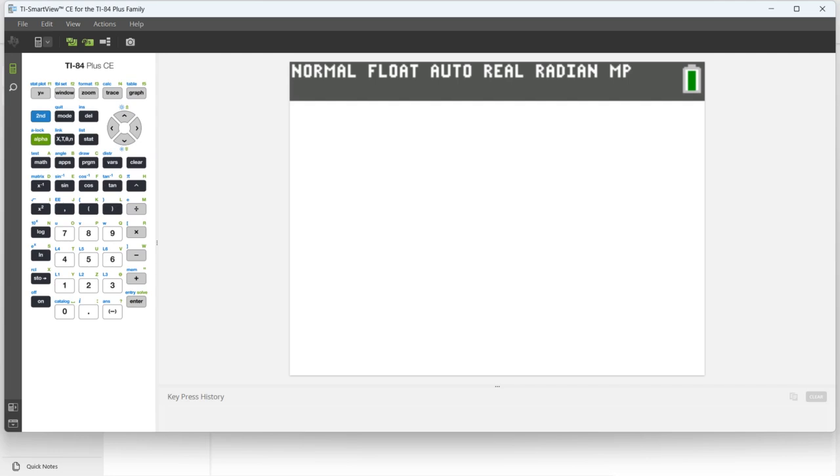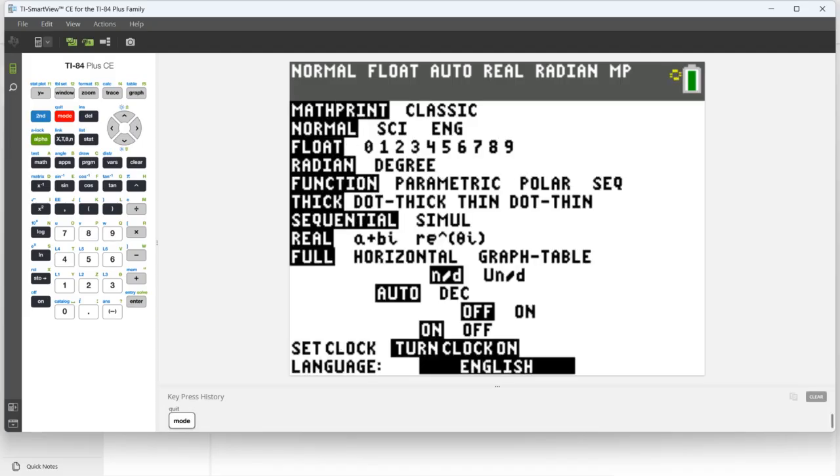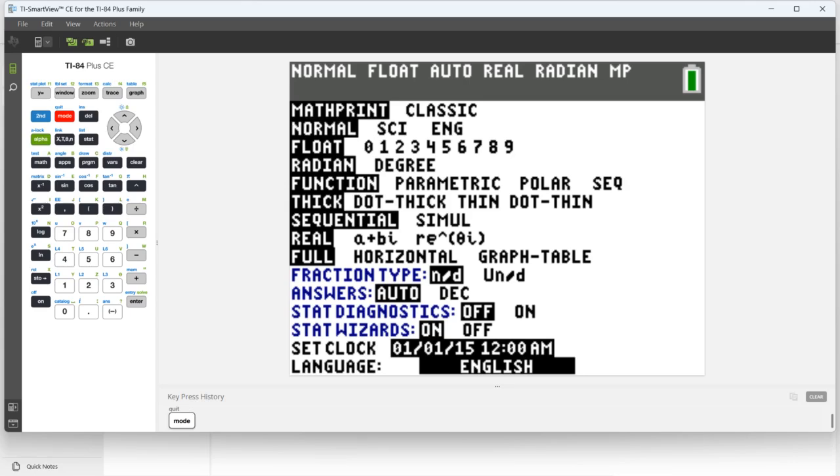If you have the 84 Plus CE, there are these words here at the top: normal, float, auto, real, radian, MP. The issue is this radian, right? So again, depending on the calculator that you have, you might not see this at the top of your screen, and that's fine. But if you do have this one, you'll see that it says radian. That's a problem, because right now your calculator is in radian mode. So regardless of what kind of calculator you have, you should press mode, which is up here next to second. And again, depending on which calculator you have, your screen might look slightly different than mine. But what matters is where it says radian and degree.